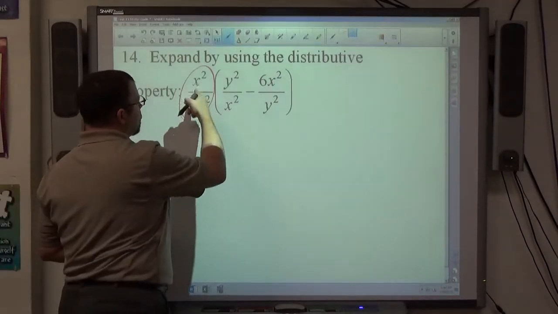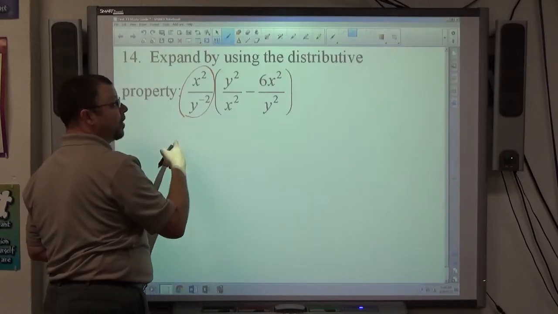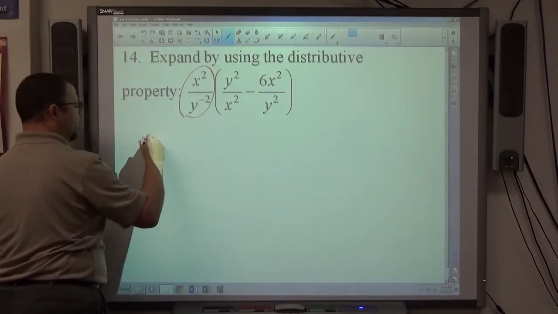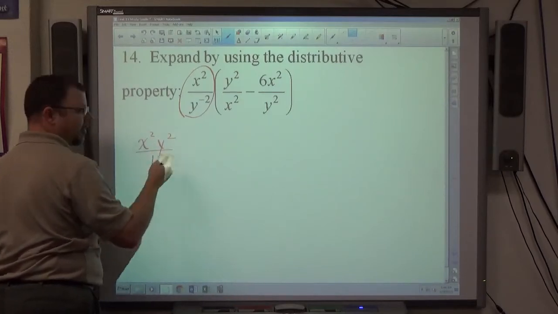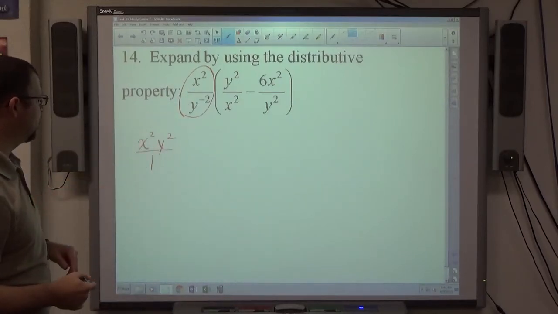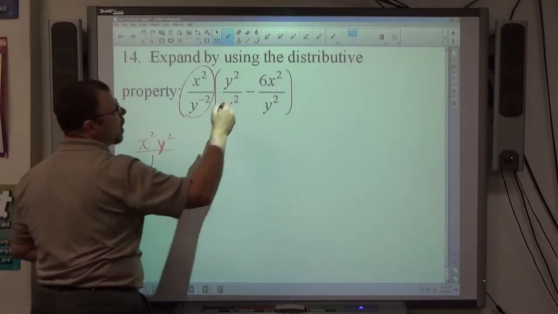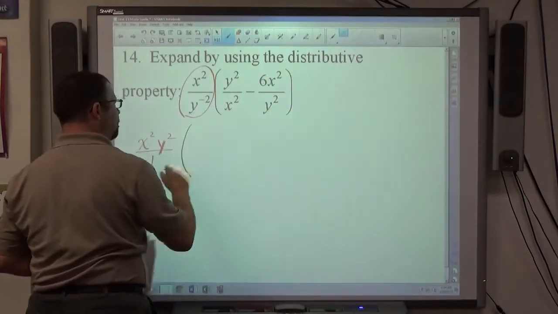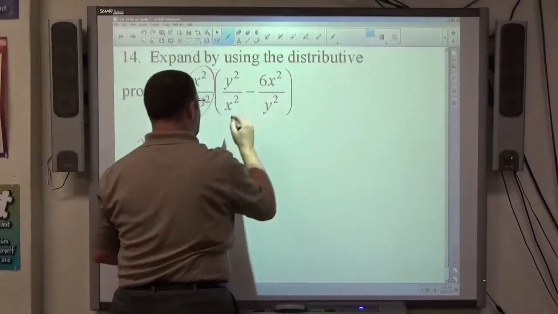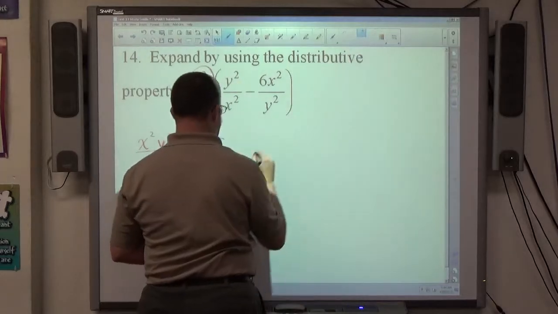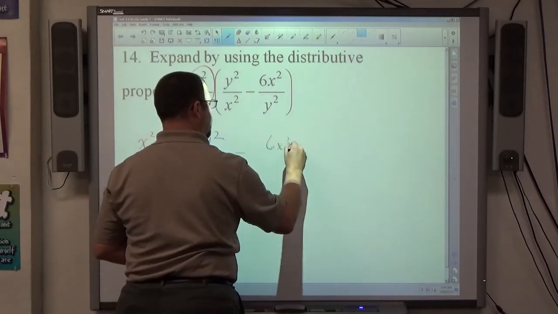So x squared over y to the negative second is not as pretty as it can be. This is, and so is this. So I need to fix that. So x squared, y squared, which I'm going to put over 1. I've got fractions of the problem just to establish position. So x squared and y squared are both on top. There's only a 1 on the bottom. That's not going to affect the denominators. And then this inside part, we've got y squared over x squared being subtracted by 6x squared over y squared.